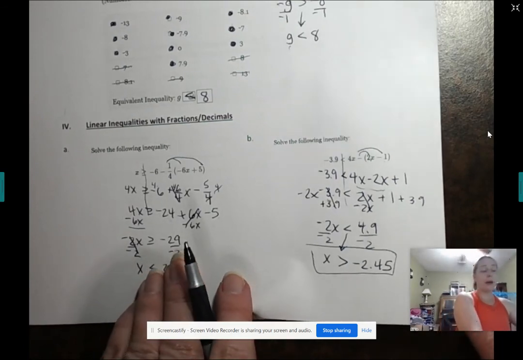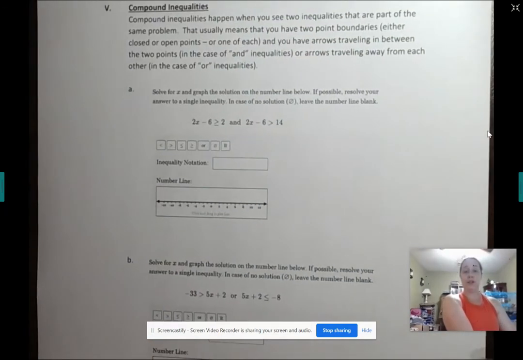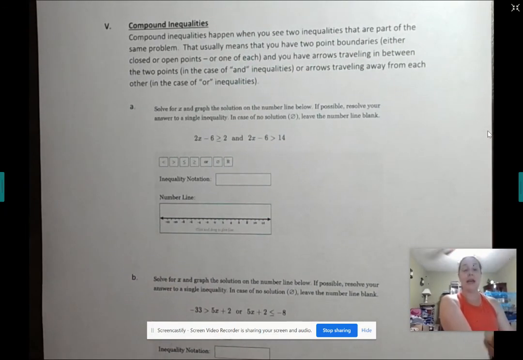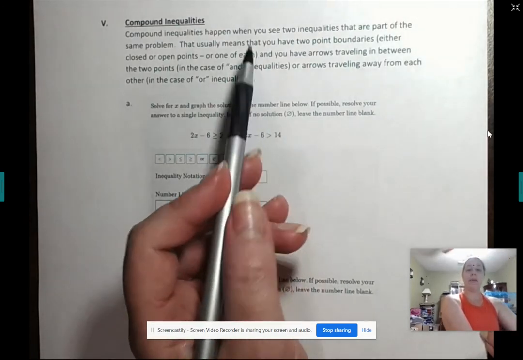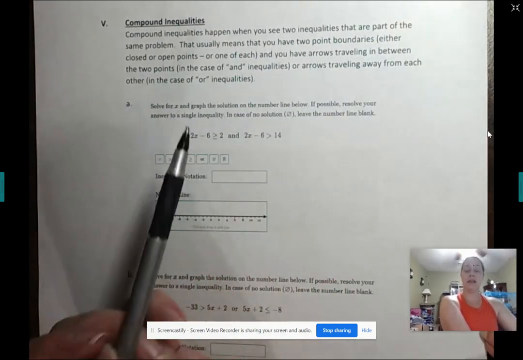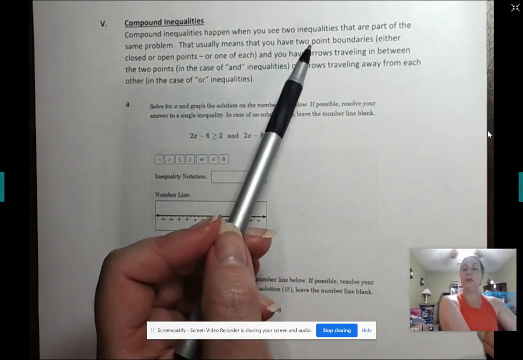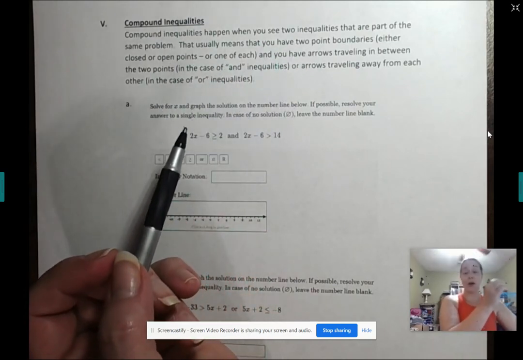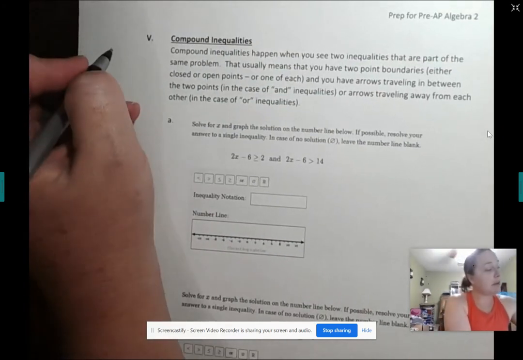Okay, we just have 2 more problems. These are our compound inequalities. You're going to see a lot more of these in Algebra 2 than maybe you saw in Algebra 1. I'm assuming you saw at least some in Algebra 1. Compound inequalities happen when you see 2 inequalities part of the same problem. Usually that really means you have 2 points that you're going to have to put a dot, open or closed. Remember, I'm going to show you this picture.